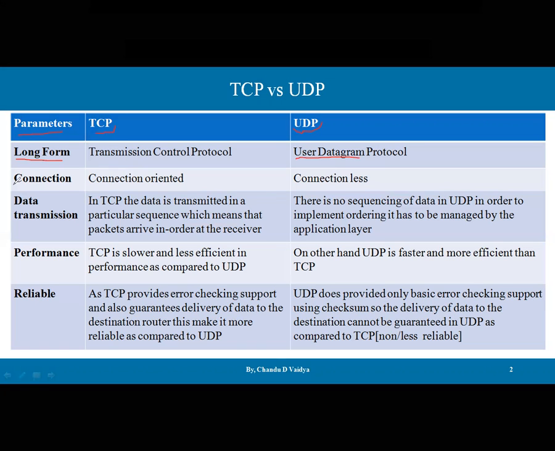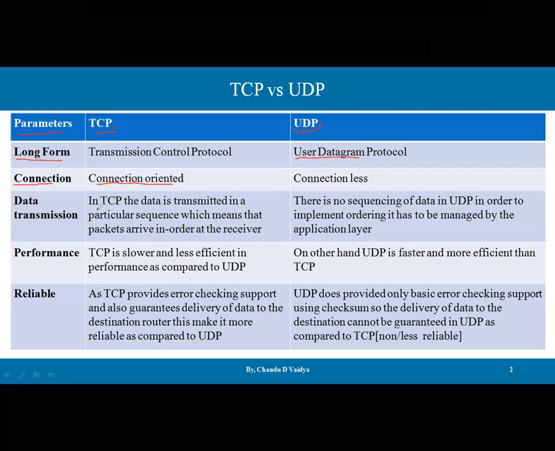The second difference is based on the connection. TCP is connection oriented and UDP is connectionless. Connection oriented means what? Before sending any data, we need to establish the connection. Then data can be transferred, and that communication path needs to be terminated for the other users. And connectionless does not need any path to be established for transmission of any packets or segments.